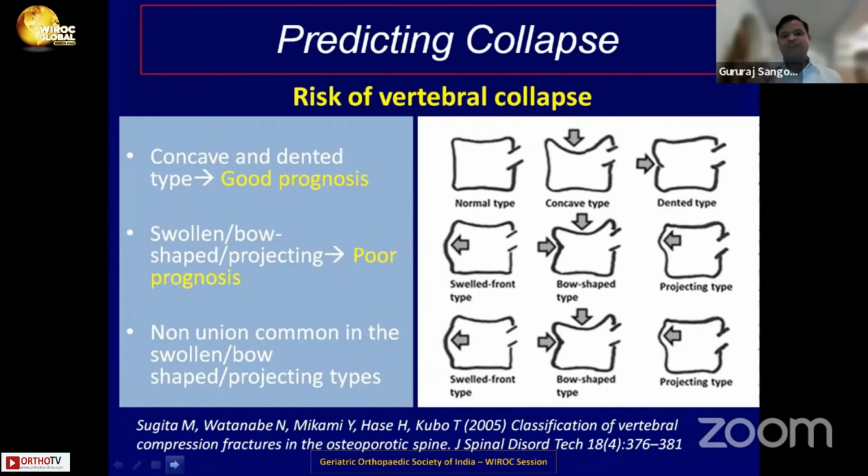So there are 5 basic fracture patterns which have been described. If you have these 3 kinds of fractures, that is a swelled front type of fracture, or a bow-shaped type of fracture, or a projecting type of fracture, then more often than normal, these fractures will progressively collapse. So if you see this kind of picture in the X-ray, you need to follow up these patients very carefully, because they will go on to develop kyphosis. Why do they develop kyphosis? Because of the infarction of the anterior spinal artery.